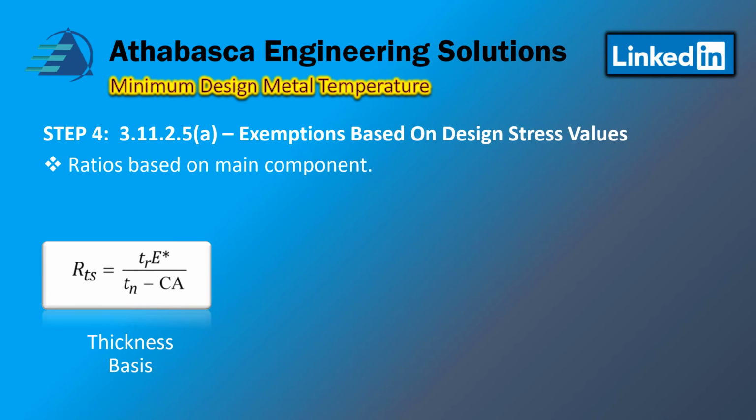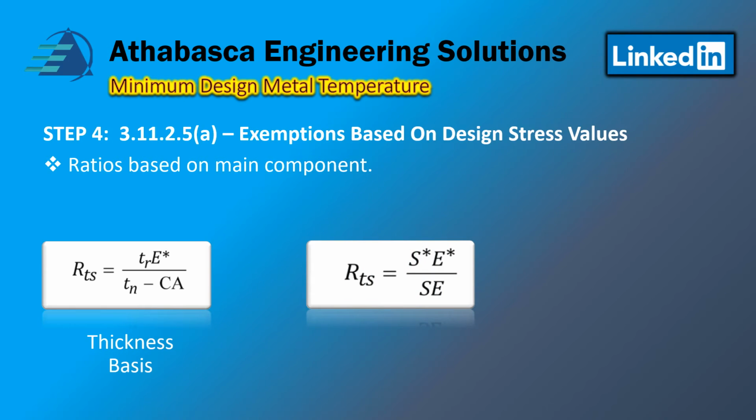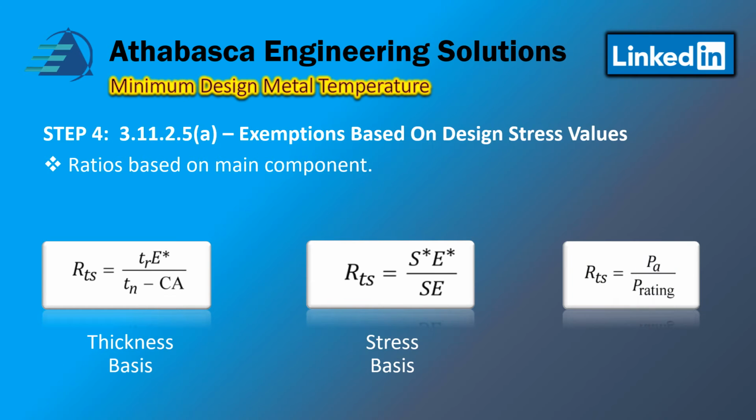And that one there is the thickness basis type of equation. The second equation is called the stress basis, and this is where you calculate the stresses. It's the same kind of idea, so it's the required stress over the available stress. And the third one is a pressure temperature basis. There's some criteria, which we talked about earlier in slides, where the pressure temperature basis must be used in certain cases.